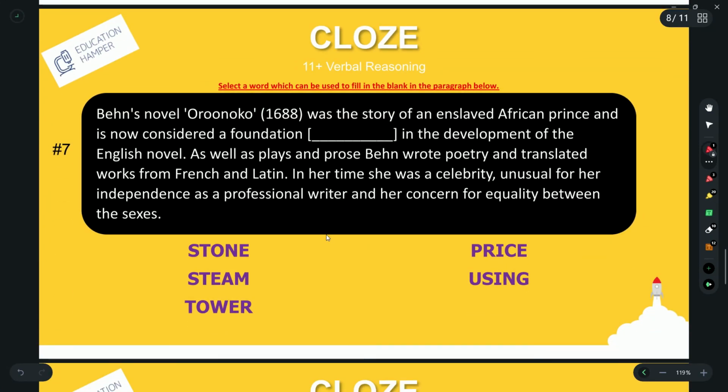Question 7. Ben's novel Oroonoko, 1688, was the story of an enslaved African prince and is now considered a foundation blank in the development of the English novel. So it feels like Ben's novel, which was a story about an enslaved African prince, seems to have had a big impact on the development of how English novels are written. So it seems to be a foundation of how modern English novels are written.